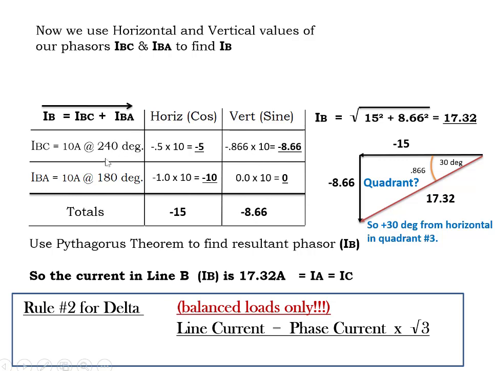So for balanced loads, we will not need to do this calculation. We can just take the phase current, multiply it by root 3 to get the line current. And we know that that line current will be 30 degrees away from our phase. And if we have the line current and we need to know the phase current, we just take the line current divided by root 3 to get our phase current. The phase current is always a smaller value than the line current.